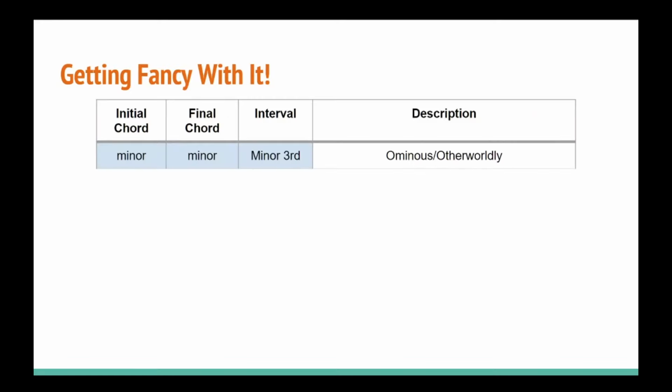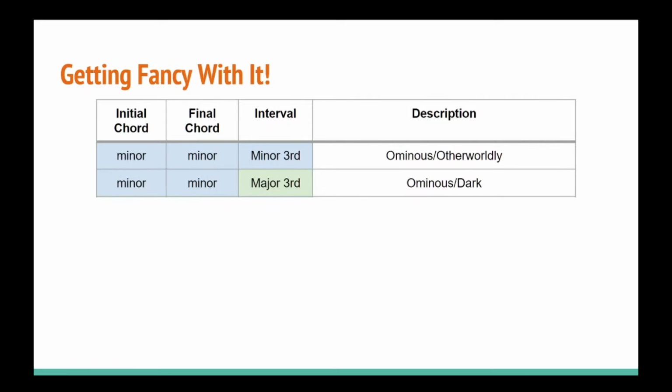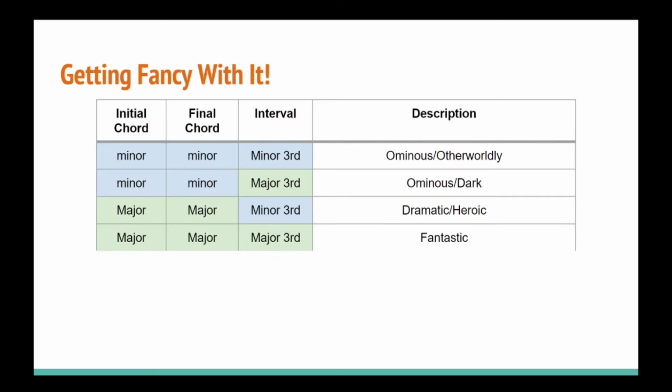At any time a minor triad moves to another minor triad by way of a minor third interval, you'll get a fairly ominous and otherworldly type sound. If you separate two minor triads by a major third interval, you'll have an ominous and slightly darker sound. Now, two major triads connected by a minor third interval will sound distinctly dramatic and heroic, while a major third will make the two major triads sound more fantasy-based.